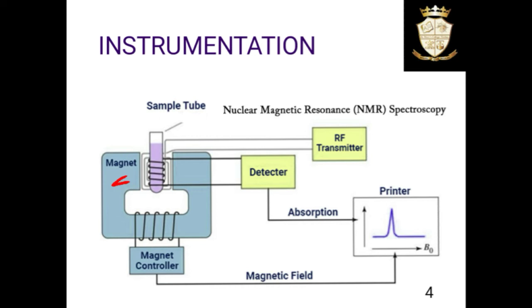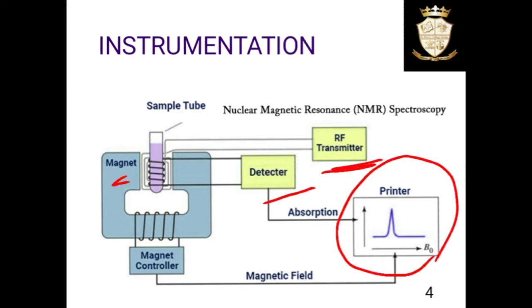The transmitter produces short powerful pulses, that is the function of the transmitter, and finally it is detected by the detector, and they get the spectrum. That is the readout system.